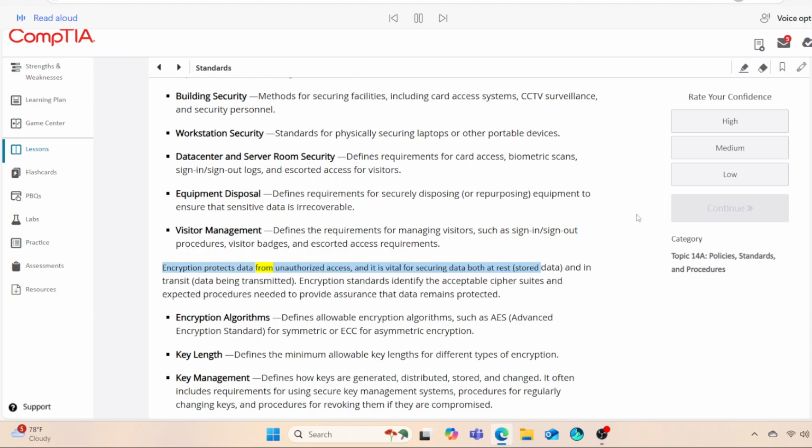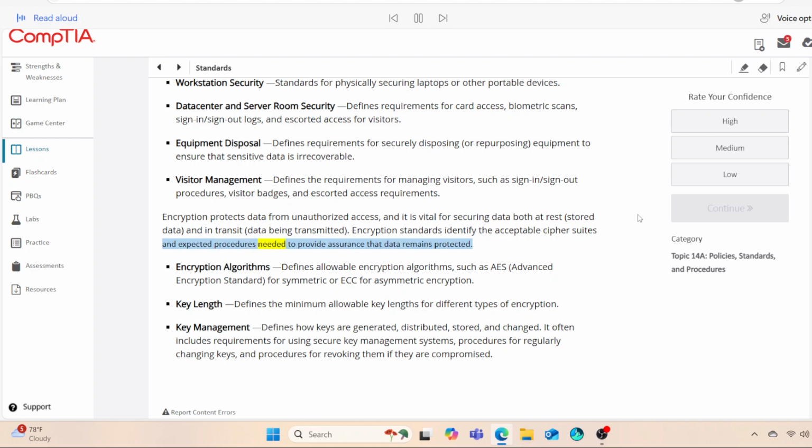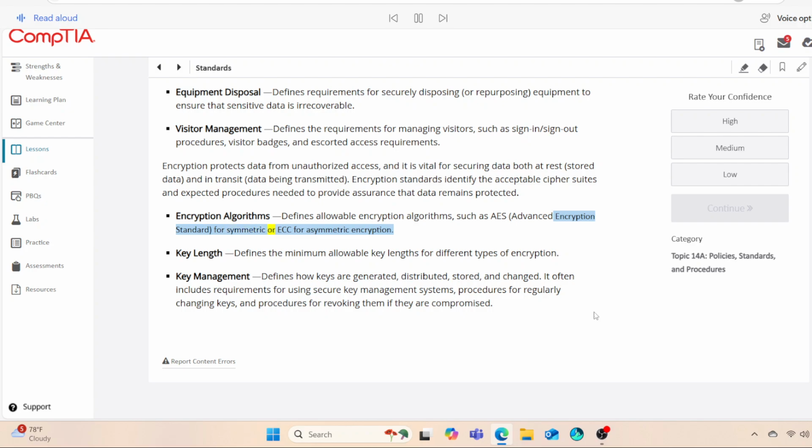Encryption protects data from unauthorized access, and it is vital for securing data both at rest, stored data, and in transit, data being transmitted. Encryption standards identify the acceptable cipher suites and expected procedures needed to provide assurance that data remains protected. Encryption algorithms defines allowable encryption algorithms, such as AES, Advanced Encryption Standard, for symmetric or ECC for asymmetric encryption. Key length defines the minimum allowable key lengths for different types of encryption.